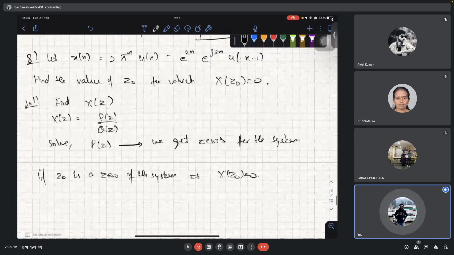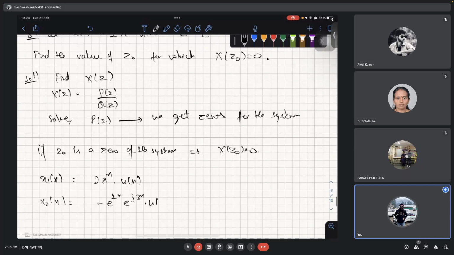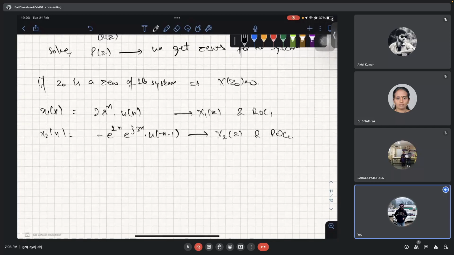So again here also we can split up the signal x of n. x1 of n is 2 pi power n into u of n, and then x2 of n is minus e power 2n e power j3n u of minus n minus 1. Find x1 of z and ROC1. Find x2 of z and ROC2, right, and then add them up.